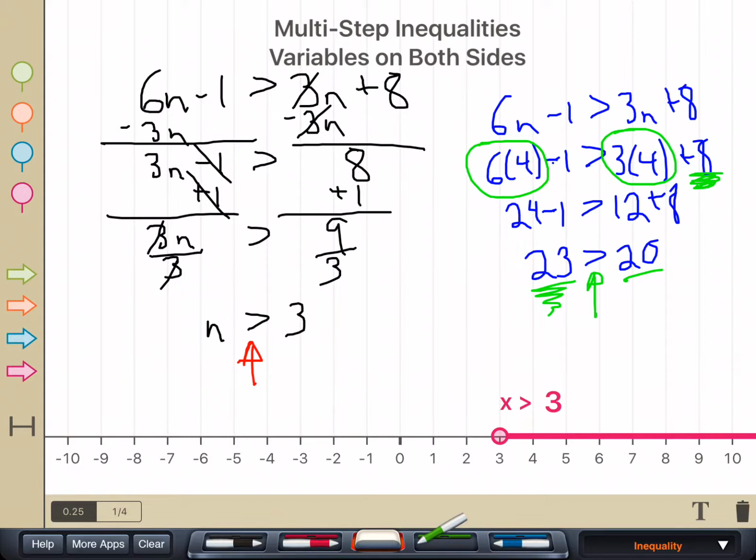So that's an example of how you might solve an equation, and then an inequality, and then graph an inequality that has variables on both sides. The rules are very much the same as for when you solve equations, and you graph what you end up with at the end, your solution set.